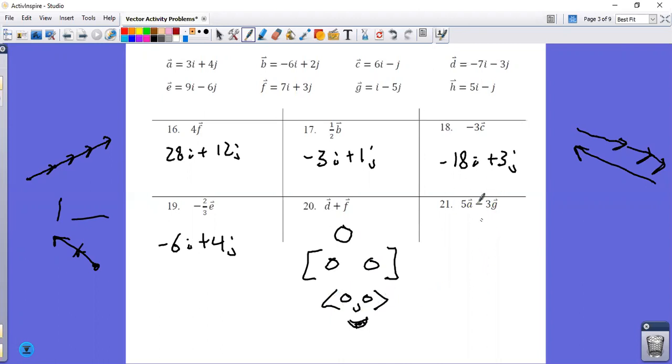All right, and finally, this 5A minus 3G would be the 5A. That's 15I and 20J. And then you would add the opposite of 3G. So that'd be negative 3I, positive 15J, excuse me, 12I, 35J.